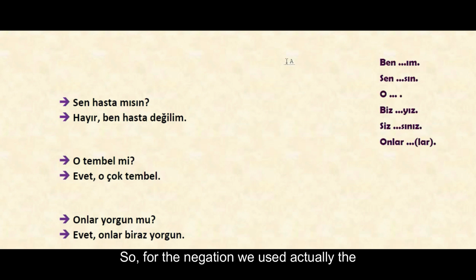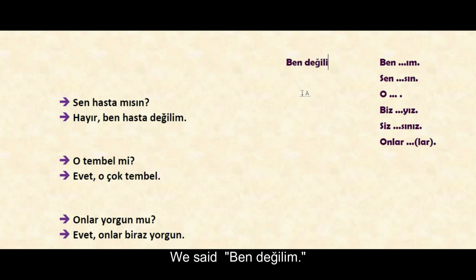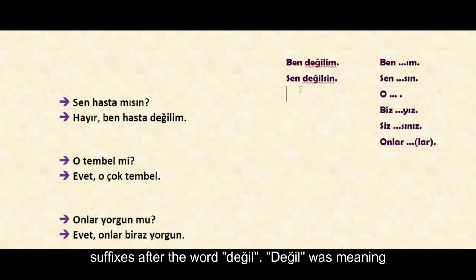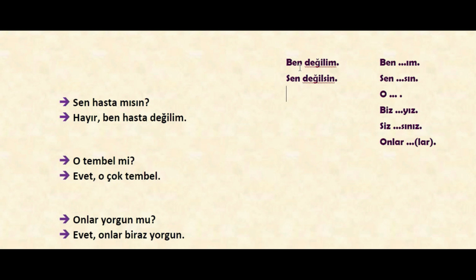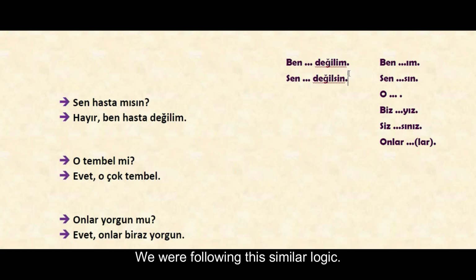So for the negation we used actually the similar logic. We said like ben değilim, sen değilsin. So we put the personal suffixes after the word değil. Değil was meaning not. So I'm not something. We were using like ben blah blah değilim. I'm not this blah blah. Sen blah blah değilsin. In this way we were following the similar logic.